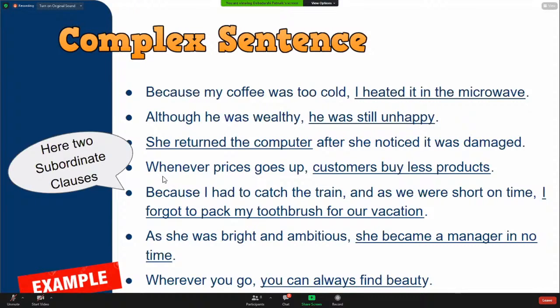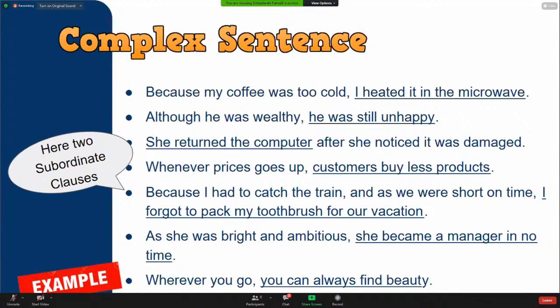Okay. Then, अच्छा, because I had to catch the train, and as we were short on time, I forgot to pack my toothbrush for our vacation. Okay, ये थोड़ा complex है. This is the more complex. Here I have written that two subordinate clauses are there. The underlined part is the main clause, the independent clause. I forgot to pack my toothbrush for our vacation. ये independent है, ठीक है ना? मैं toothbrush pack करने में भूल गया.